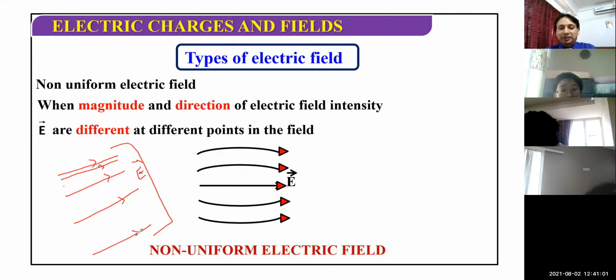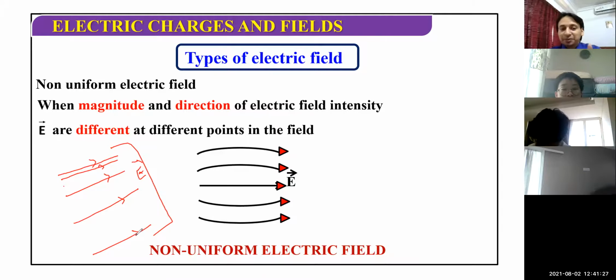It means the first condition is that the lines should be parallel, but they should also be equally spaced. But in this entire region of space, somewhere the spacing is less, somewhere the spacing is large. So this entire region of space is not a uniform electric field. That region of space is called the non-uniform electric field. Non-uniform electric field means somewhere the electric field will be strong, somewhere the electric field will be weak.